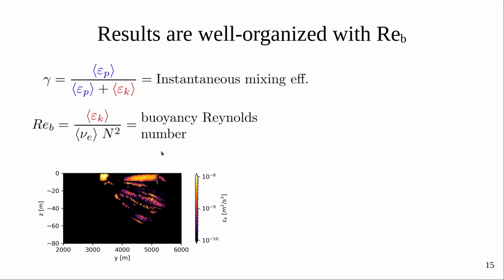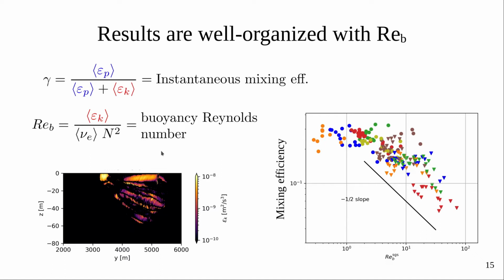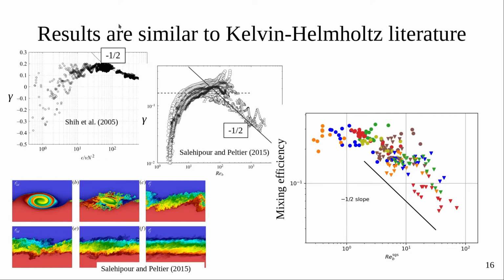And if we actually plot the mixing efficiency against the buoyancy Reynolds number, you get a pattern like this. So there's some noise here, a little bit of spread of the data, but you can clearly see a plateau of constant mixing efficiency that goes from around 0.2 to 0.3. And after that, the mixing efficiency goes down with a slope that's roughly minus 1/2. And these results are very similar to results obtained by the Kelvin-Helmholtz literature, in which you do have this minus 1/2 slope and this plateau.